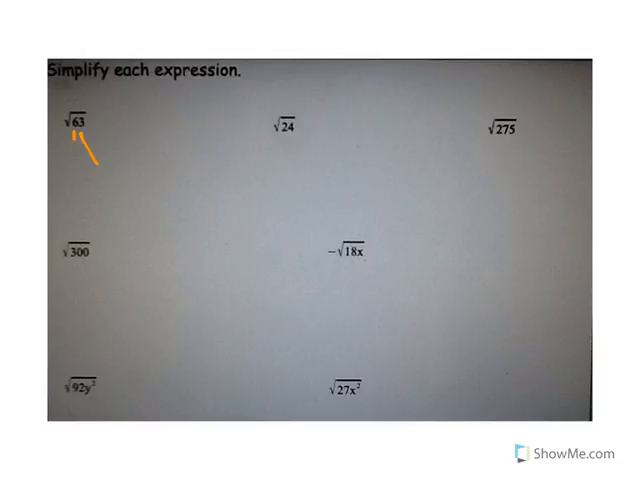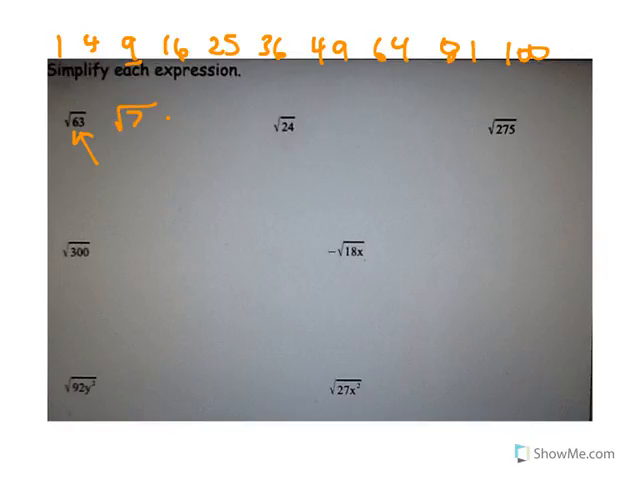So here, what number divides into 63? Hopefully 63 sort of screams out to you when you look at those numbers. The only perfect square that divides into it is 9. So this is going to be the square root of 7 times the square root of 9, which is the square root of 7 times 3. We write that as 3 times the square root of 7.